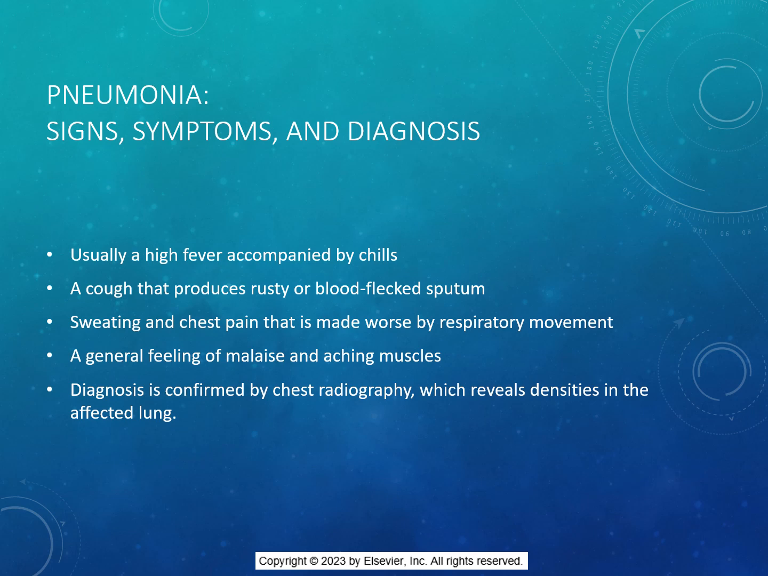In typical infectious pneumonia, there is usually a high fever accompanied by chills, a cough that produces a rusty or blood-flecked sputum, sweating, chest pain that is made worse by respiratory movements, and a general feeling of malaise and aching muscles. Diagnosis is confirmed by chest radiograph, which will reveal the densities in the affected lung.